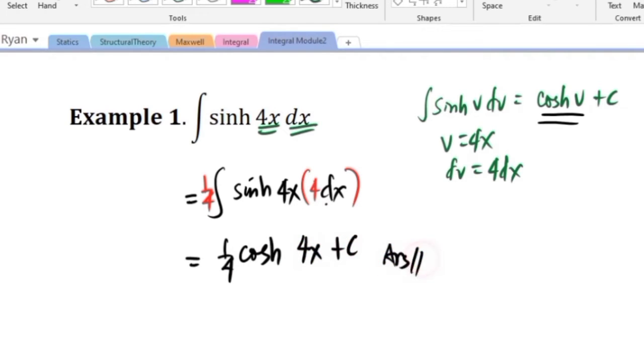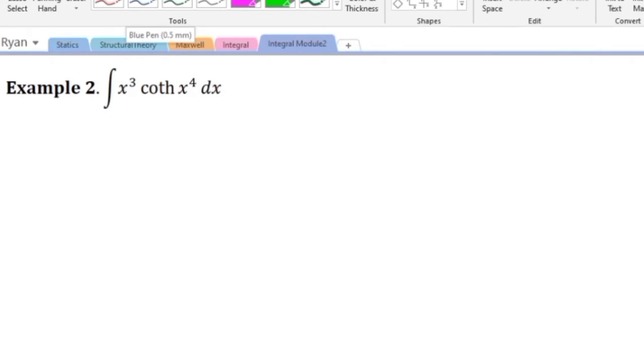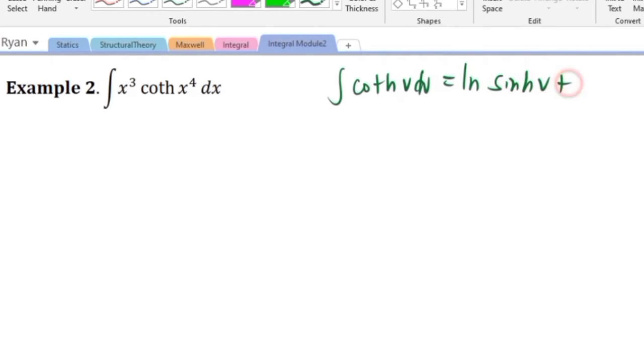This is our answer. Example number 2, we have the integral of x cubed hyperbolic cotangent of x to the 4th dx. So recalling the formula, we have the integral of hyperbolic cotangent of v dv that is equal to ln of hyperbolic sine of v plus c. So in this case, your x to the 4th is your v, so your v is equal to x to the 4th. Taking the derivative of this, we have dv is equal to 4x cubed dx.